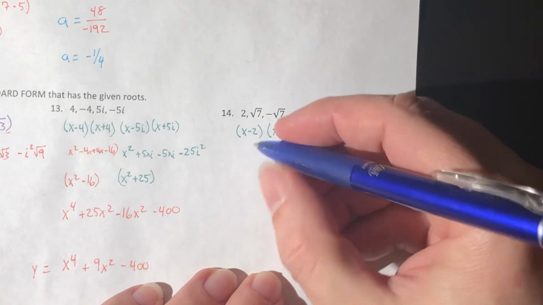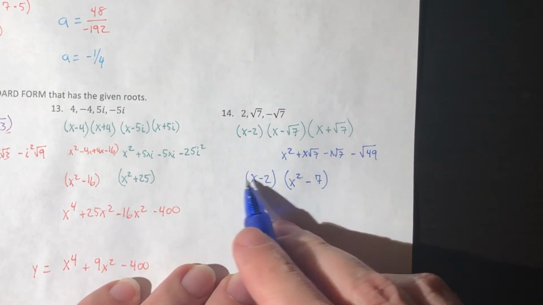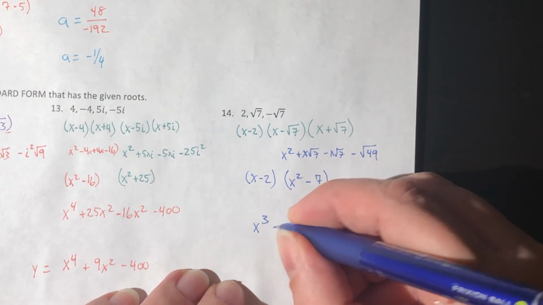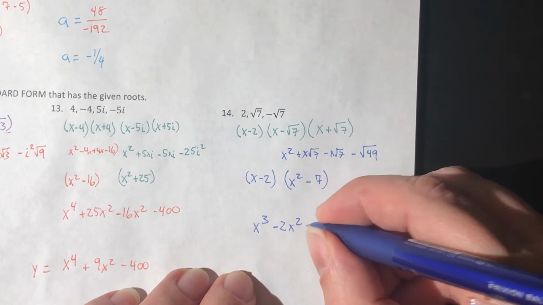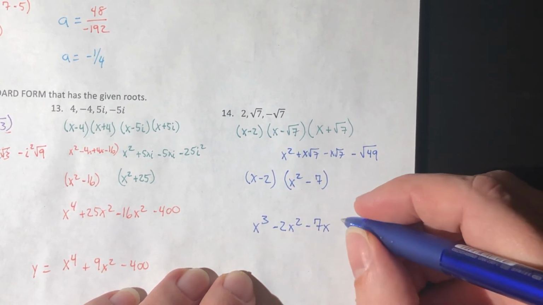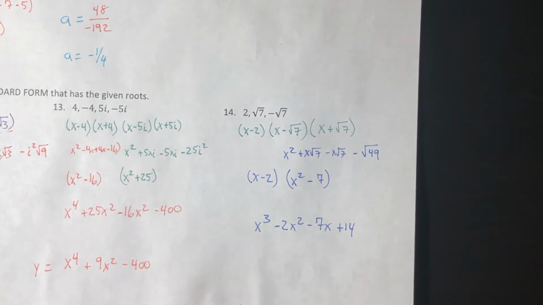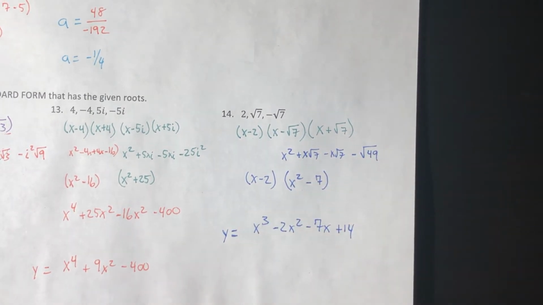And I need to multiply that by that x minus 2. So I FOIL that. And I have x cubed minus 2x squared minus 7x plus 14. Making sure that it's the equation, I have y equals in front of it.